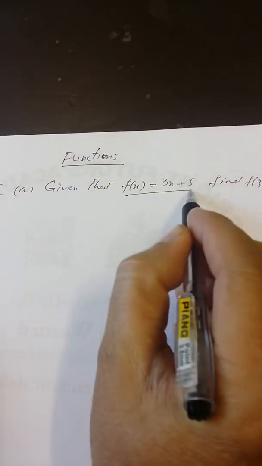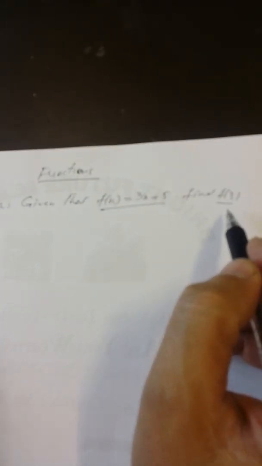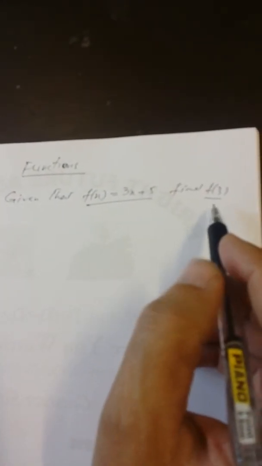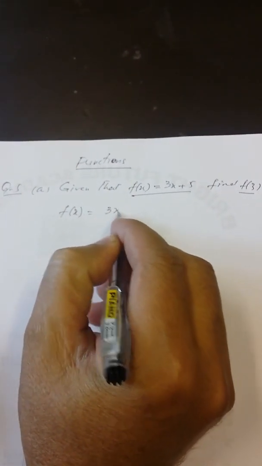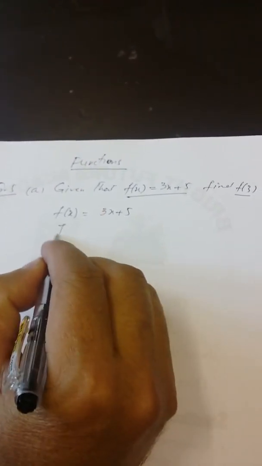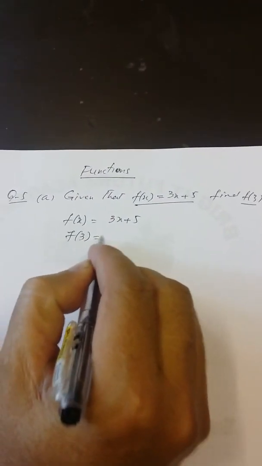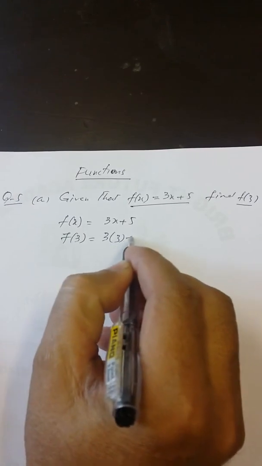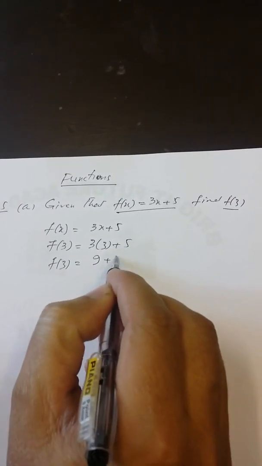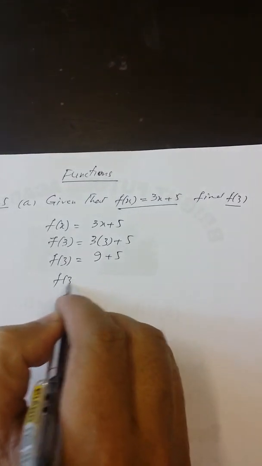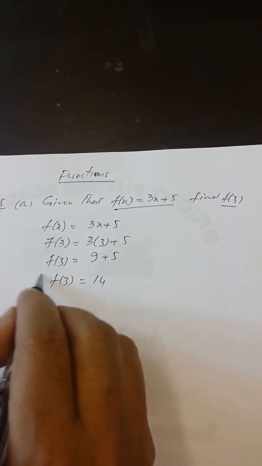f of 3. This is a positive function, and also the requirement of the question is positive f of 3. So I pick this function, which is 3x plus 5. By putting the value of x, it will be like that. So f of 3 is equal to 9 plus 5. F of 3 is 14.